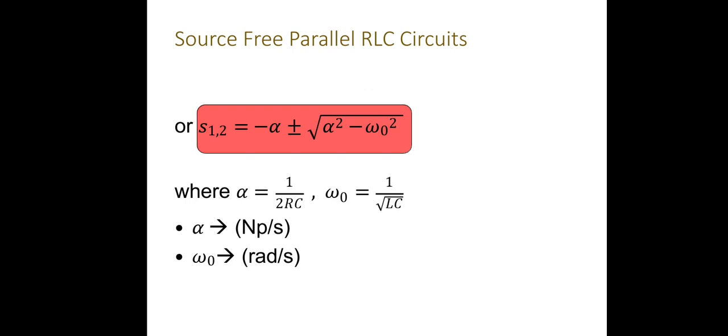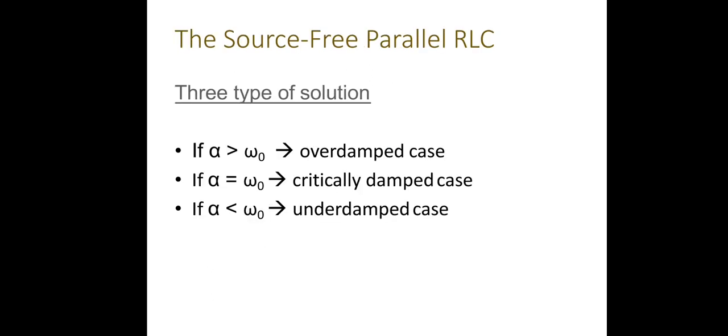Here it is the same thing we did for the series RLC in the roots and all. The alpha and omega naught values are 1 by 2 RC and 1 by root LC, which we substitute. So therefore alpha is the attenuation constant, and omega naught is the angular frequency. The root S1 is minus alpha plus root over alpha square minus omega naught square. S2 is minus alpha minus root over alpha square minus omega naught square. Similarly, we take the over damped, critically damped and under damped conditions.